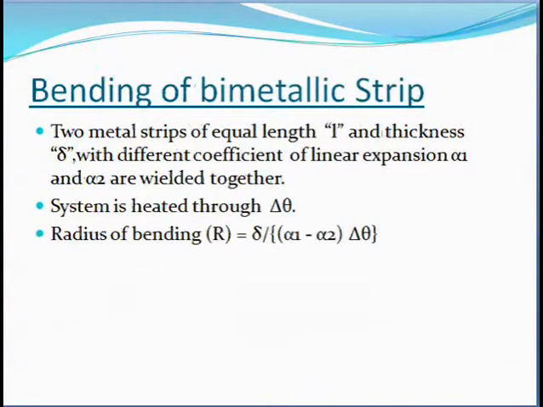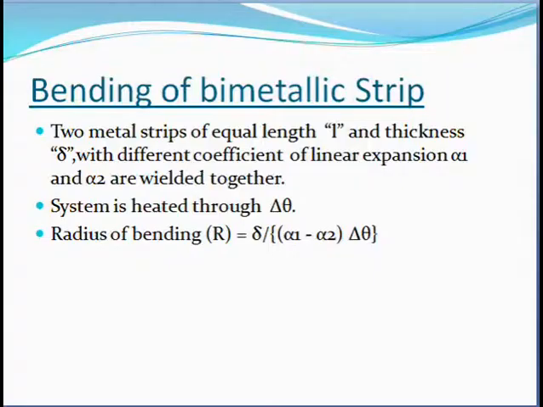Now we'll see the bending of a bimetallic strip. So here is our bimetallic strip. Here we have two metal strips of equal length L and thickness delta, and both these metal strips have different coefficients of linear expansion, which are alpha 1 and alpha 2, and they are welded together. Now if we heat this system through a temperature difference of delta theta, this metallic strip bends, and the radius of bending, that is r, is equal to delta by (alpha 1 minus alpha 2) into delta theta.